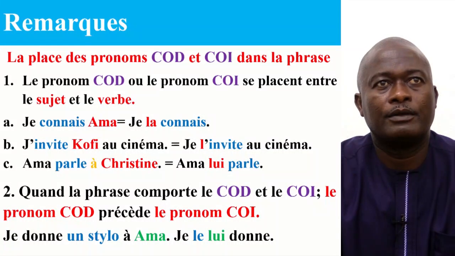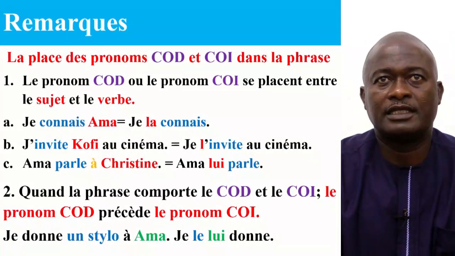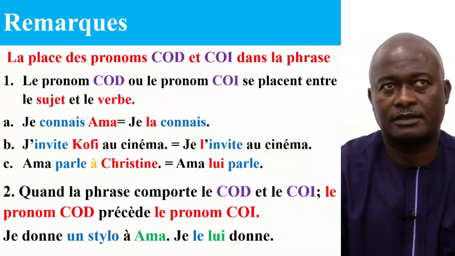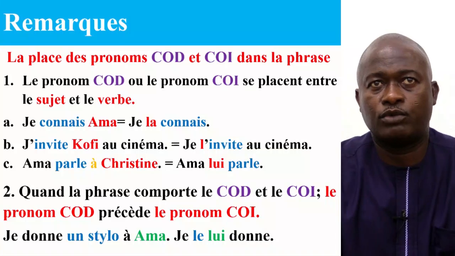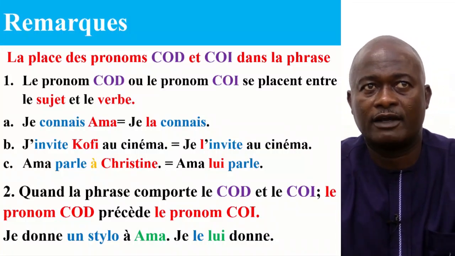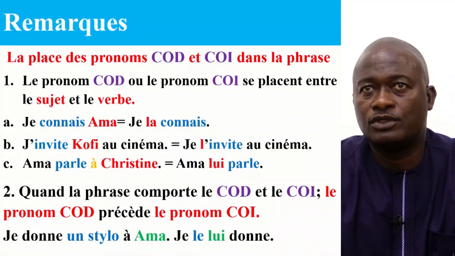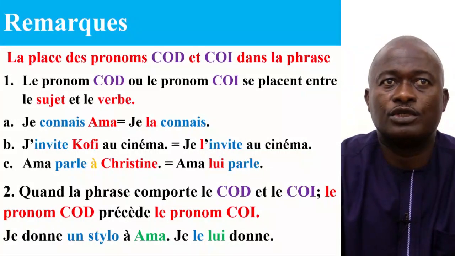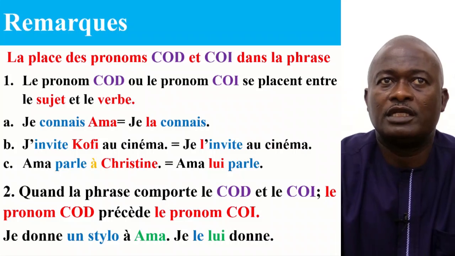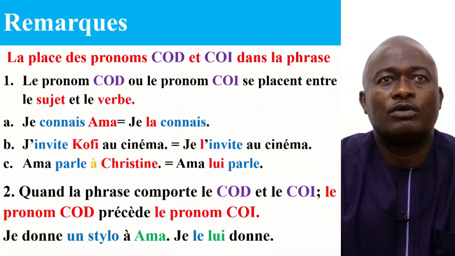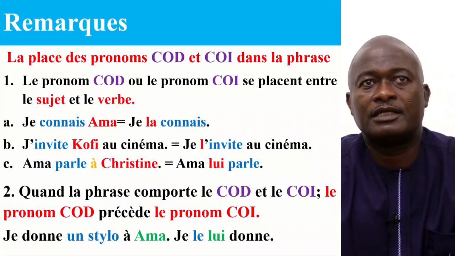Remarks. The remark concerned: in a sentence, which of the COD or the COI comes first? Okay. La place des pronoms COD et COI dans la phrase. Le pronom COD ou le pronom COI se place entre le sujet et le verbe. So, be it direct object or indirect object, it is always placed in between the subject and the verb.